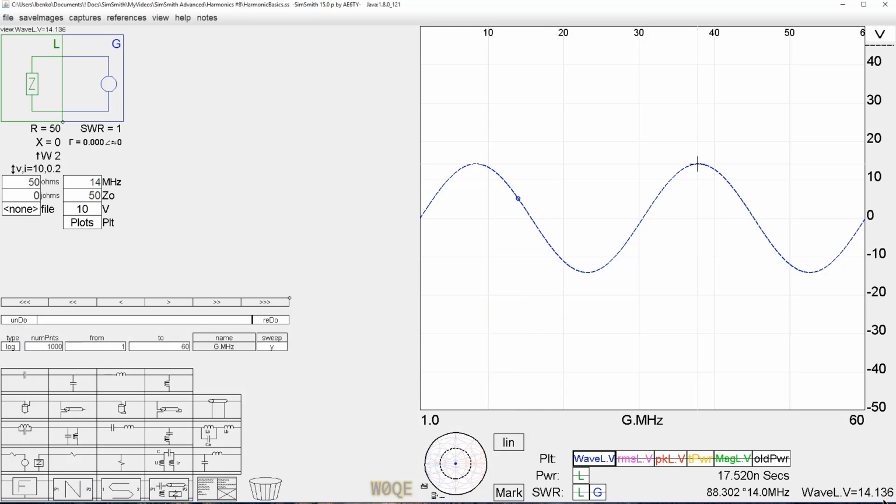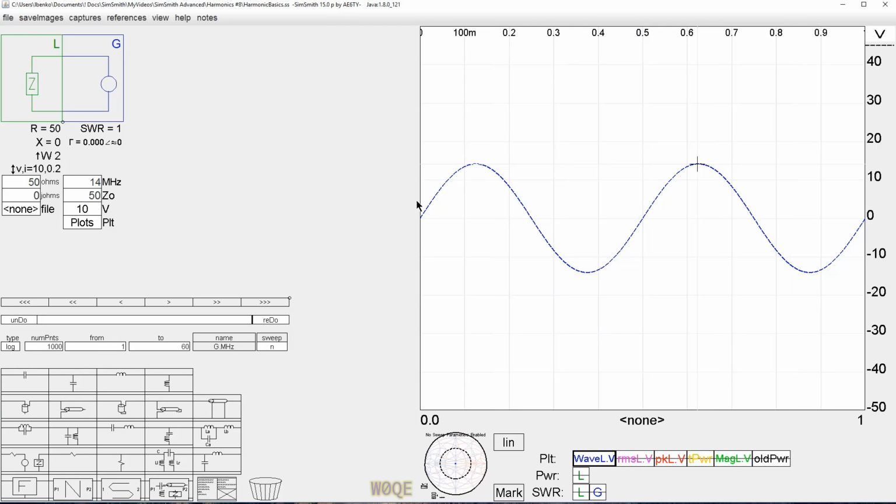It goes from an amplitude of basically 14.14 volts, which is a 10 volt RMS waveform, which is what we expect. And SimSmith shows us exactly 2 cycles of the fundamental frequency. Ignore the bottom line here. Matter of fact, we do not even need to have sweep turned on, and we still see the waveform. All the other functions need to have a sweep turned on to work, but the wave function does not.